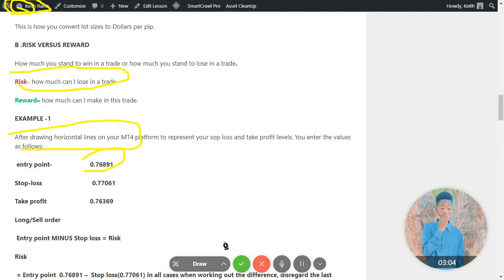And we've got the take profit, which is this one here. So the long sell order is like the entry point minus stop loss is equal to risk. So that's how you calculate risk. Risk is equal to entry point minus stop loss. So that is the risk.